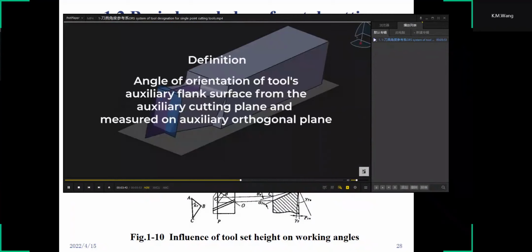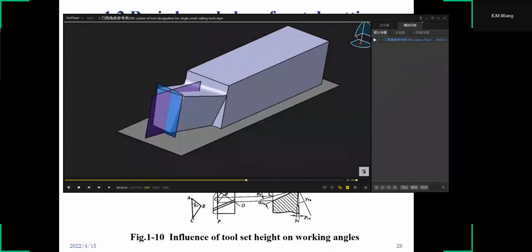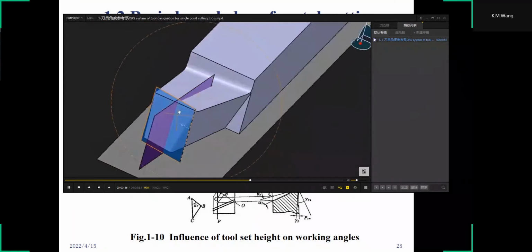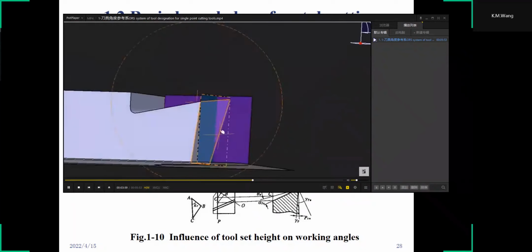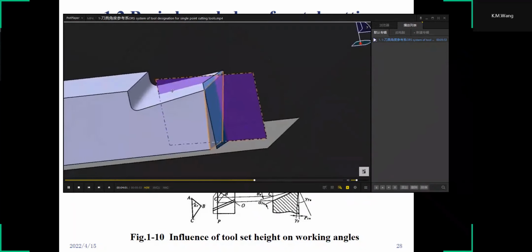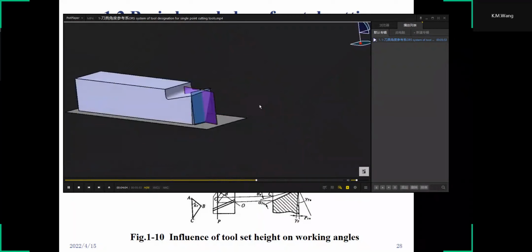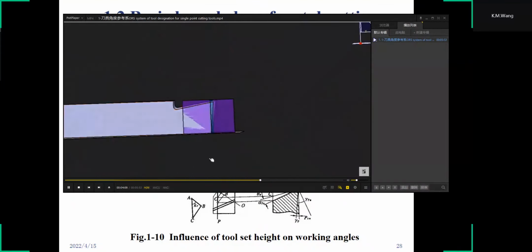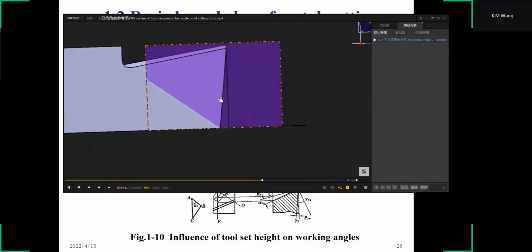Auxiliary orthogonal clearance angle. It is the angle of orientation of tool's auxiliary flank surface from the auxiliary cutting plane and measured on auxiliary orthogonal plane. Let's see what that means. This is the auxiliary orthogonal plane. This is the auxiliary cutting plane. This surface of the tool is called auxiliary flank surface. If I cut this tool like this, the angle between this edge and this plane, this angle is called auxiliary orthogonal clearance angle.